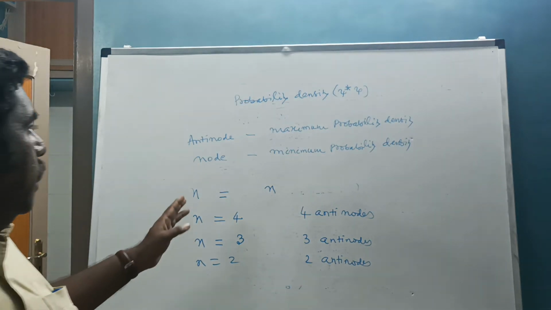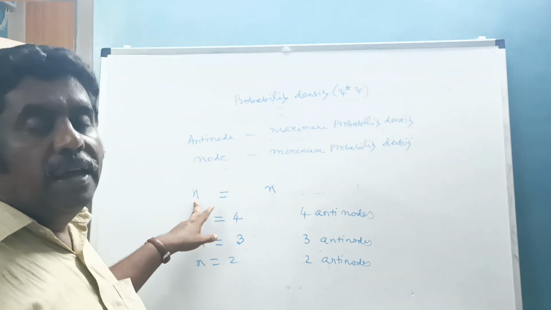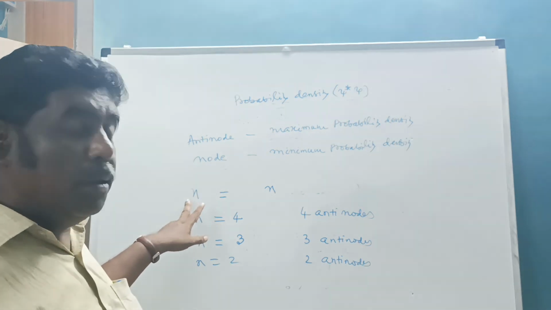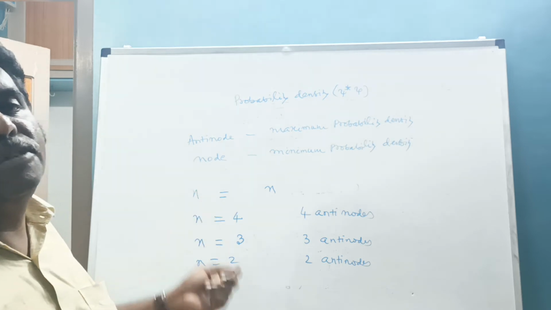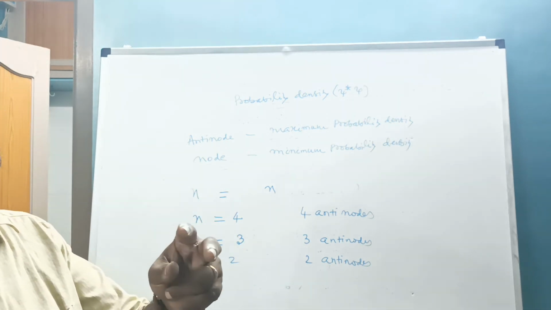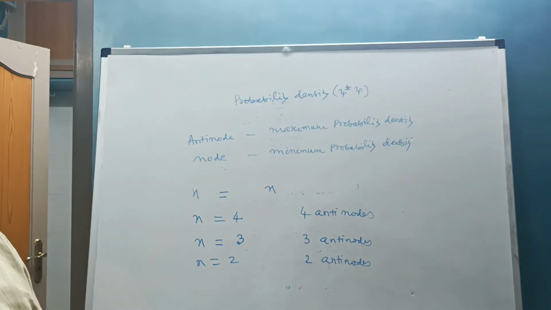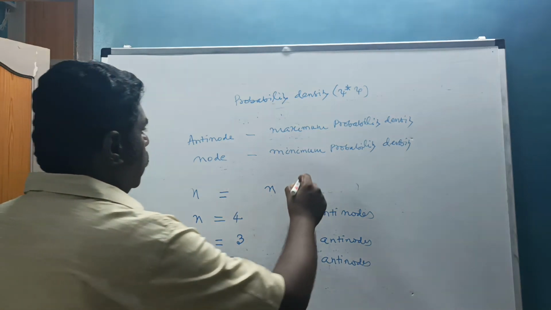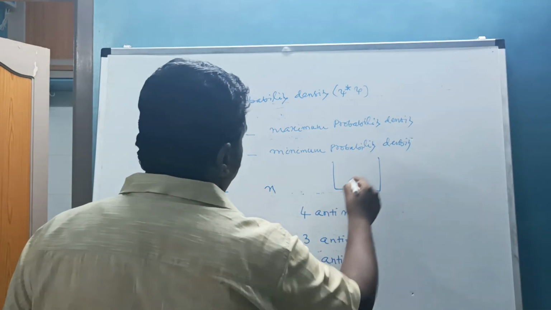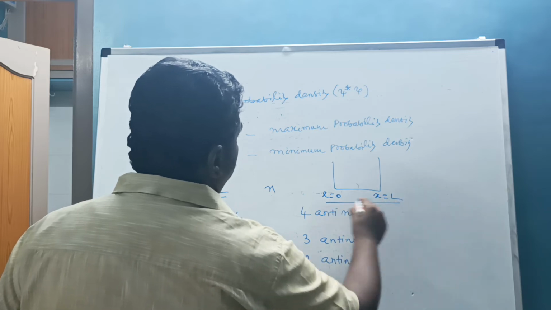Suppose the number of antinodes is n. We can expect n minus 1 nodes, in addition to the two nodes, one present at 0 and another present at L. See that at the two ends, x equal to 0 and x equal to L, we can expect two nodes.